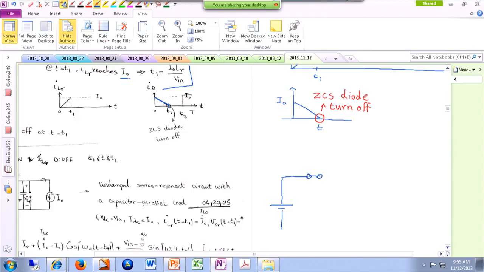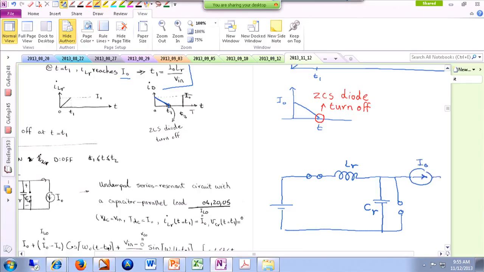So the switch is still on. We have this resonating inductor. We had this diode that just before was on, but now it's off. So now we have to consider this cap because the cap is not shorted anymore, and the rest of the system. All right. So now we have a resonating behavior going on, because both LR and CR are in the picture.